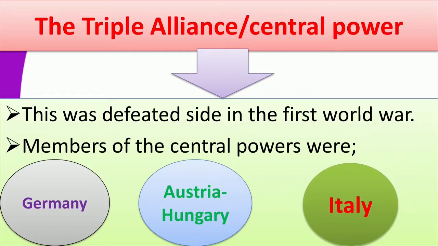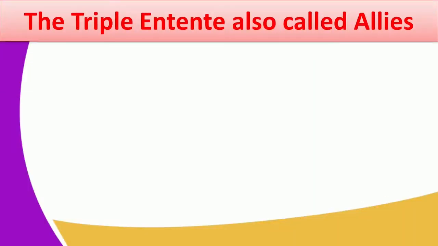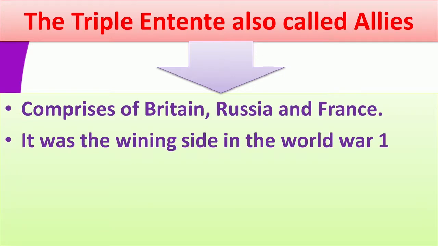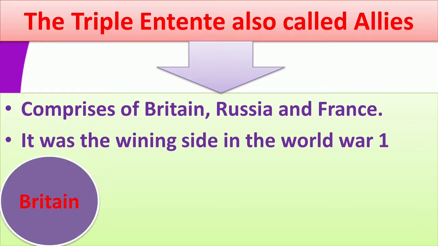They called themselves Triple Alliance, or rather the Central Power, because of the place where they were located in Europe. So they joined hands to fight against the Triple Entente. This was another organization. It was also called the Allies. And the Allies comprise Britain, Russia, and France. It was the winning side in World War I.